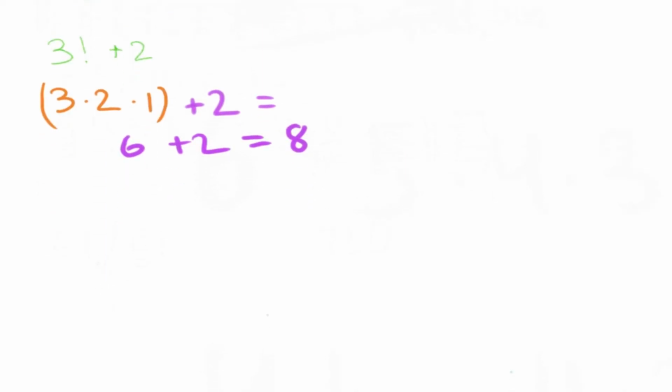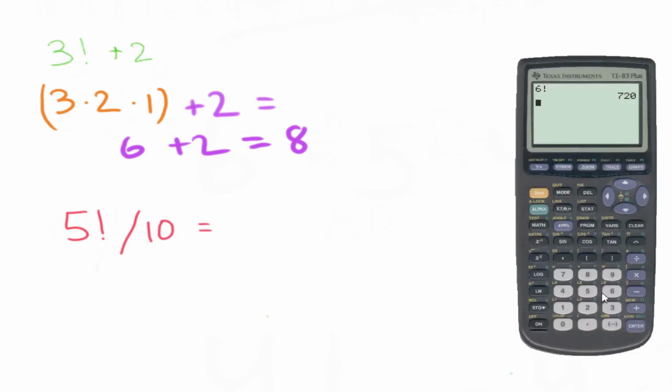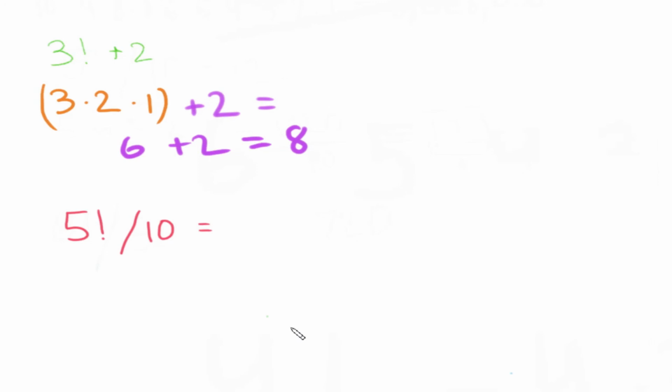Now let's try something like 5 factorial divided by 10. For this one, we would want to use our calculator because it's a bigger number we're dealing with. So let's get our handy calculator here. We got 5. Again, this is a TI-83. You can also do the same thing with the TI-84. Get 5 factorial, enter, and you get 120 as your answer. 120 is not the final answer because remember, we also have to divide by 10. So this is equivalent to 120 divided by 10.